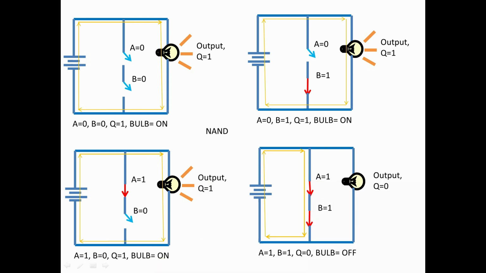When A is equal to 1 and B is equal to 1, the output is logic 0, because when these two switches are in the on state, the current flows through the switches, so there is no current flowing through the bulb, then the output is logic 0 or the bulb is in the off state. That is the working of the NAND gate. If any one of the inputs is logic 0, then the output is logic 1. That is the NAND gate.